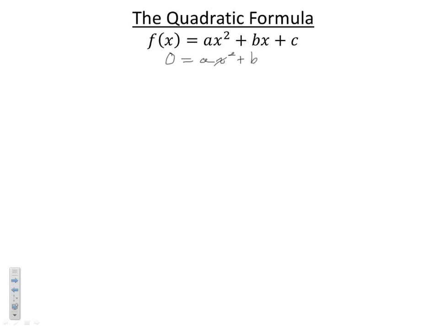So I have 0 equals ax squared plus bx plus c. Since we're solving for x, we want all the x's on one side and all the things without x on the other side. So I need to move the c to the other side, and since that's plus c, I'm going to subtract c on both sides, and that's by the inverse operation. And remember, what you do to one side of the equation, you always do to the other, no matter what. So I have negative c equals ax squared plus bx.